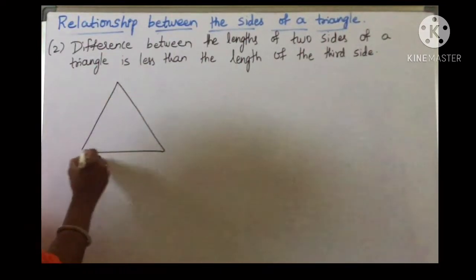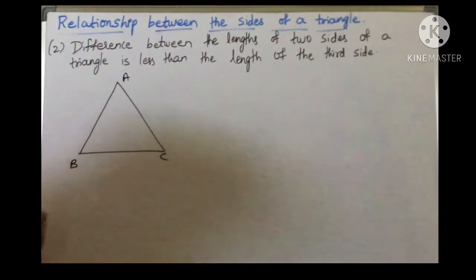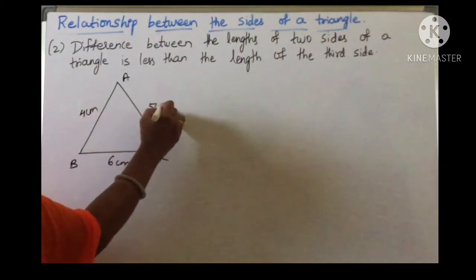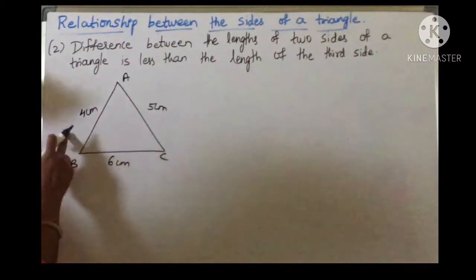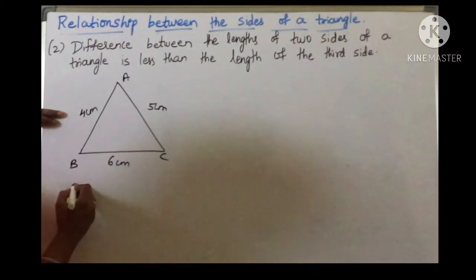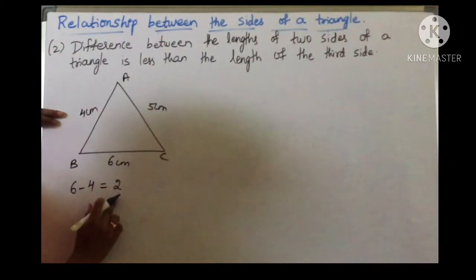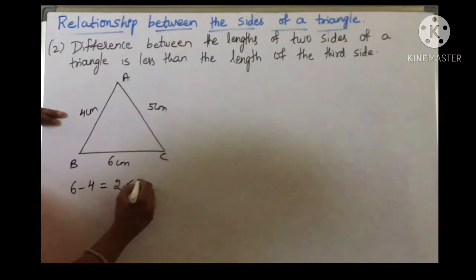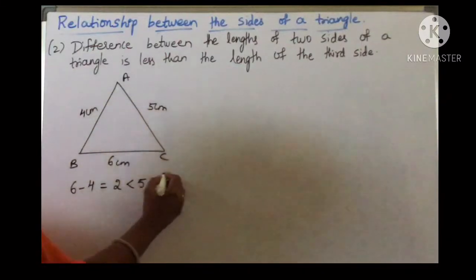Here, consider a triangle A, B, C. Right? Suppose this is 6 centimeters, 4 centimeters and 5 centimeters. Okay? Subtraction means what? Minus. Here when you subtract, 6 minus 4. Right? So 6 minus 4, what is the answer? 2. 2 should be smaller than third side. Here 2 is smaller than 5. What is the third side here? Yes, children? So it is true.